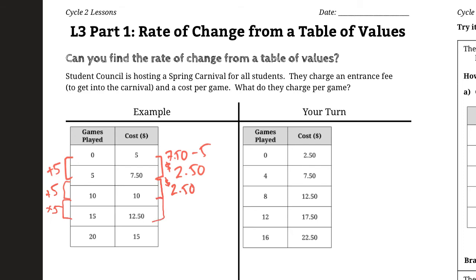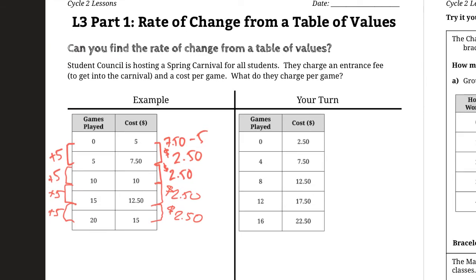What happens here? We go up by $2.50 again. And of course, we can see that the pattern just continues. So for every 5 games we play, we pay an extra $2.50. So instead of just dividing the numbers in the table, we have to divide what the graph goes up by.